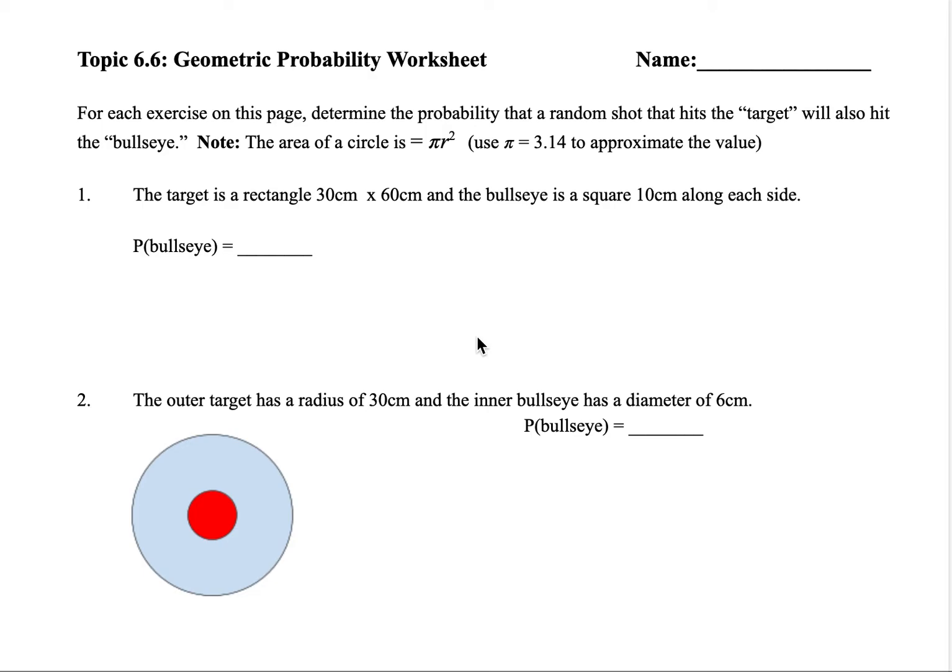Hey everybody, here I am making a quick video on geometric probability. Probability, as you all know, is a ratio of things you're interested in over a total number of things. In this case, it's going to be the areas of shapes we've got. This very first problem is a target that is a rectangle that's 30 by 60 centimeters, and that bullseye is a square that's 10 centimeters long on each side.